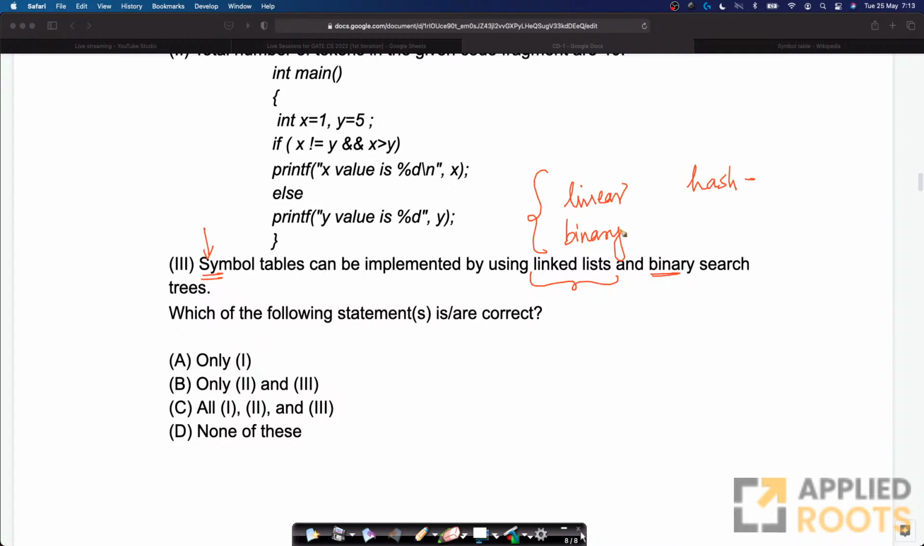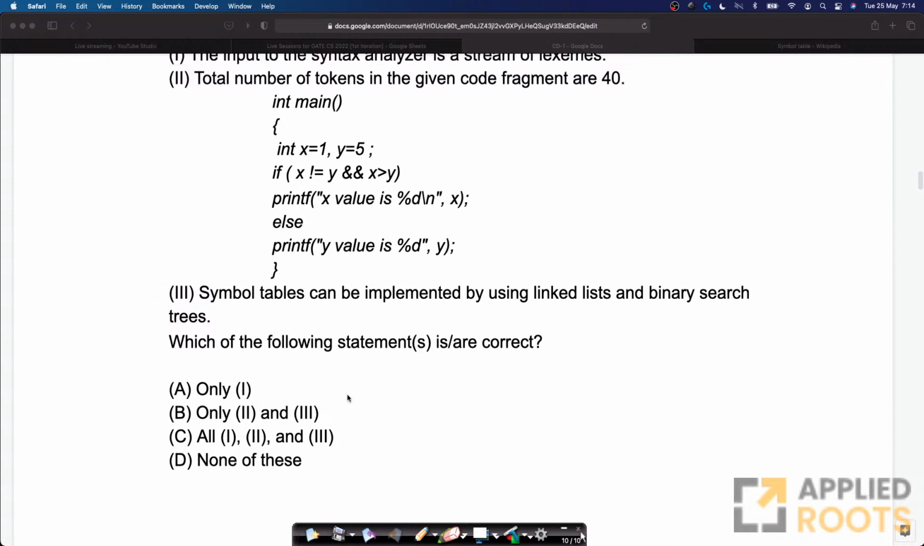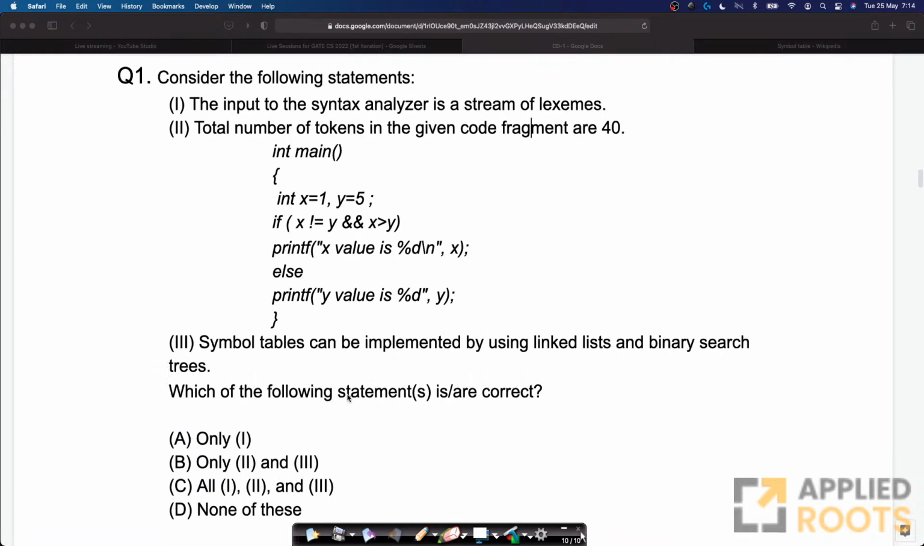Similarly, you can do it using a binary search, because one of the most important things that you do in a symbol table is you insert into a symbol table. You could delete from a symbol table. Similarly, most importantly, you want to search from a symbol table, right? All these operations you can do with either linked lists, binary search trees, or hash tables. Actually, hash tables are what are used in most real world compilers, right? Because hash tables can help you search faster. So this statement is also true because symbol tables can be implemented using linked lists and binary search trees. So statement 2 and 3 are correct.